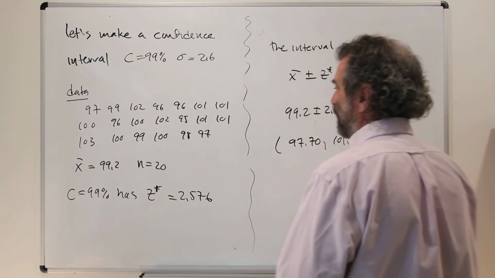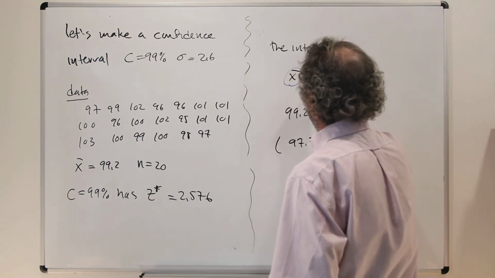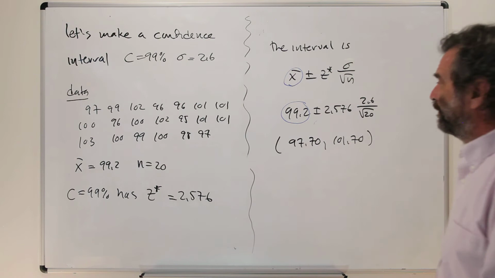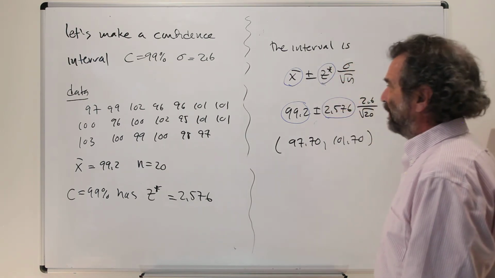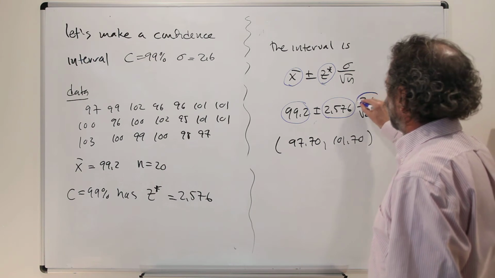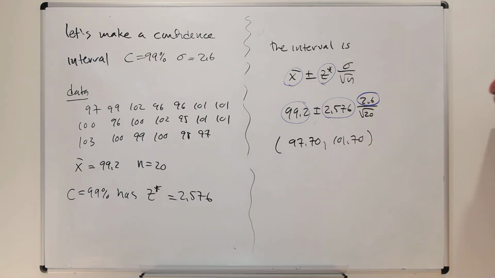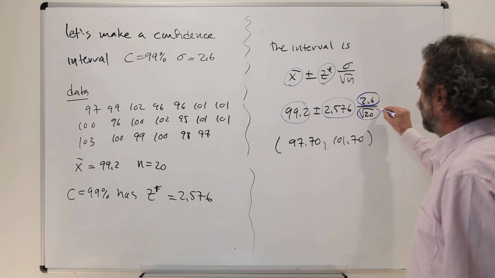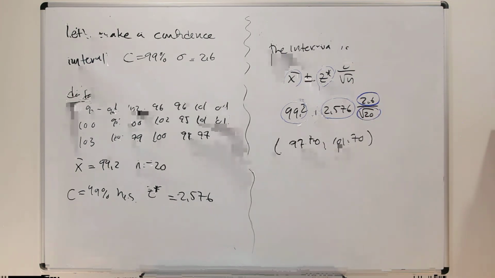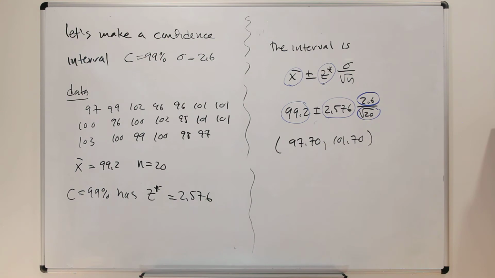So here's x bar. X bar is the sample mean. It's 99.2. You stick that there. Z star is 2.576. It goes there. Sigma is the population standard deviation. They have to tell you what that is. We said it's 2.6. And here's the sample size, 20. You've got the square root of the sample size sitting here, square root of 20. And then you recognize, well, that's shorthand for an interval where the low side is 99.2 minus 2.576 times 2.6 over the square root of 20.